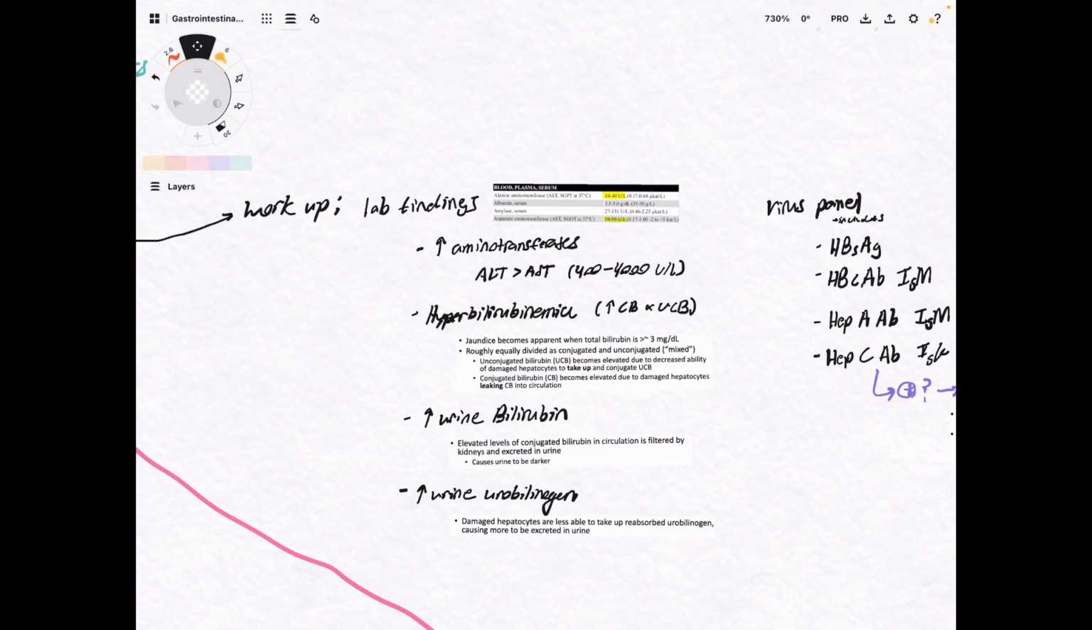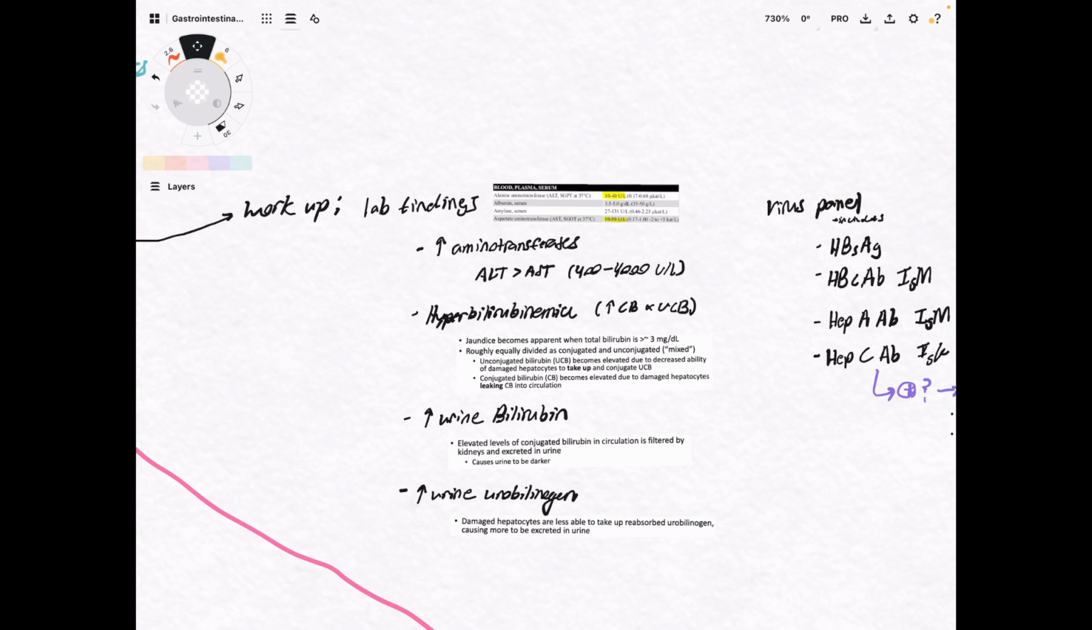Another thing that you'll see is an increase in urine bilirubin. Urine bilirubin is going to be increased because, just remember, the hepatocytes are leaking into circulation and they can't take up the unconjugated bilirubin, so that's also going to be leaked into the blood supply. And again, if it's in the blood supply, it's going to go through the kidneys and be excreted into the urine. So that's why that is.